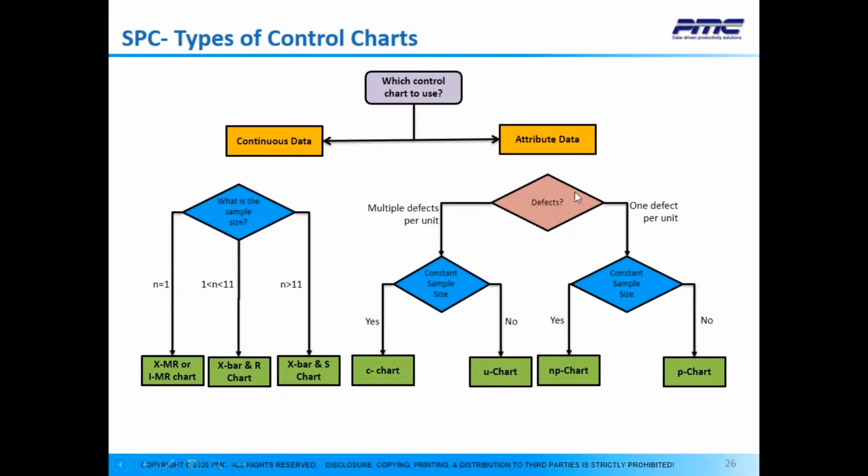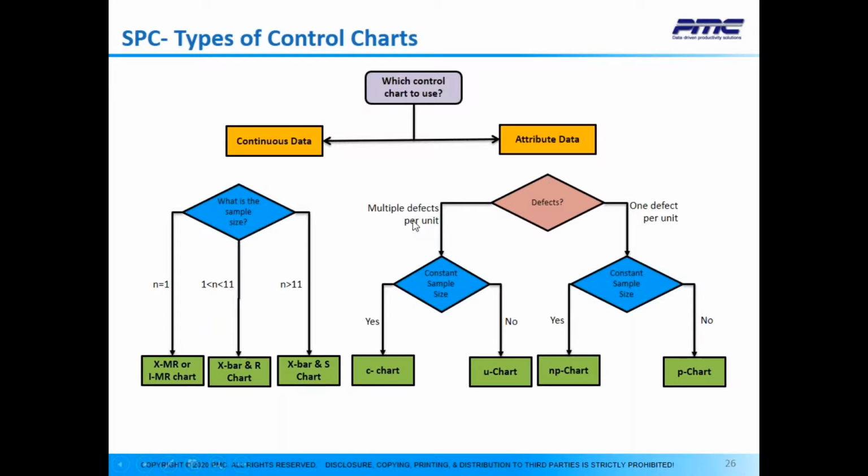When you have attribute data, then it is going to be depending on the defects. If you have one defect per unit, and if the sample size is constant, which means every time you measure or you inspect the same number of parts, then you use the chart called NP chart. If your sample size is not constant, for example, first batch, maybe you're inspecting 5 parts. Next time it's 7, next time it's 20. That means you're not sampling constantly. At that point, you're gonna use P chart.